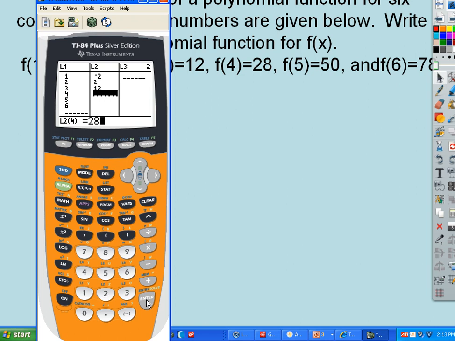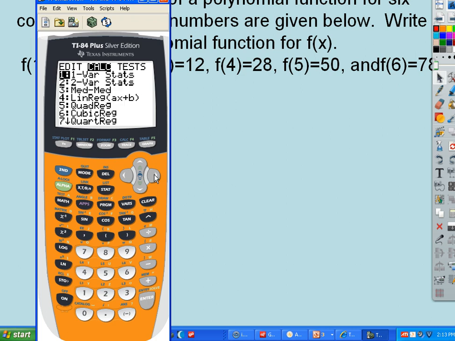What does the next one go with? 50? 78. Okay, so if I were to go, let me turn on this first stat plot here. Turn on the first stat plot, and I go zoom stat. There's my data. If I want to know which polynomial fits that, I could try them all. I could try every one of them. If I go stat, calc, and I do a quadratic regression, quadratic fit.